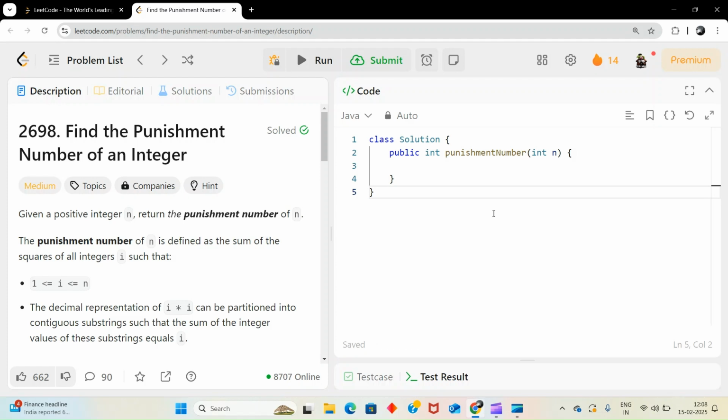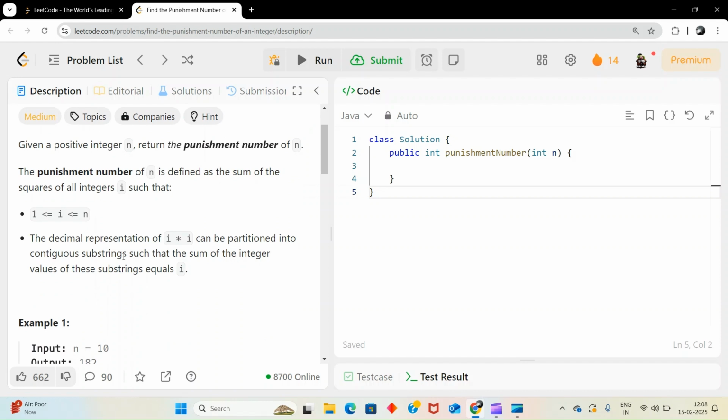Okay, now let's solve this question. Find the punishment number of an integer. Given a positive integer n, return the punishment number of n. The punishment number of n is defined as the sum of the squares of all the integers I, such that 1 less than or equal to I less than or equal to n, and the decimal representation of I times I can be partitioned into contiguous substrings, such that the sum of the integer values of these substrings equals I.